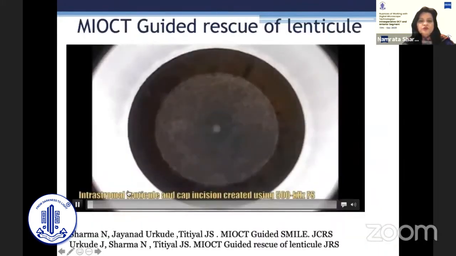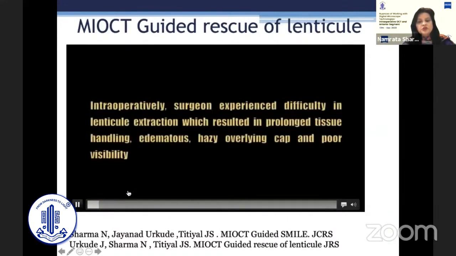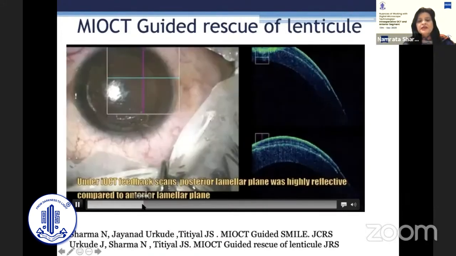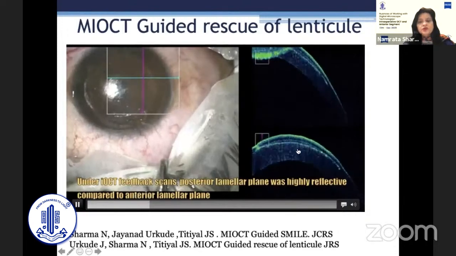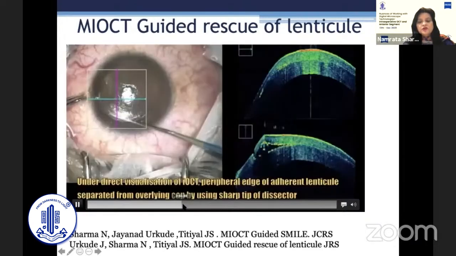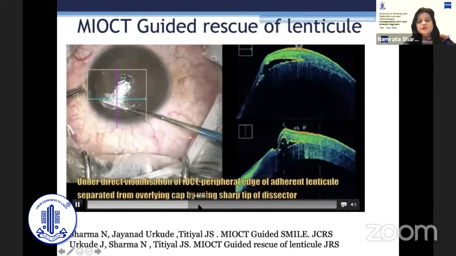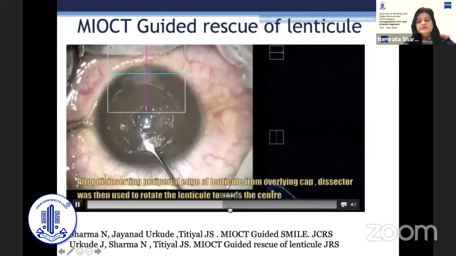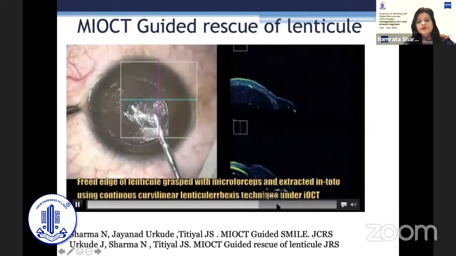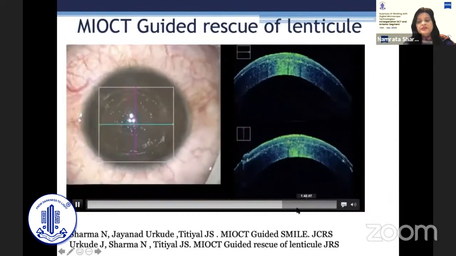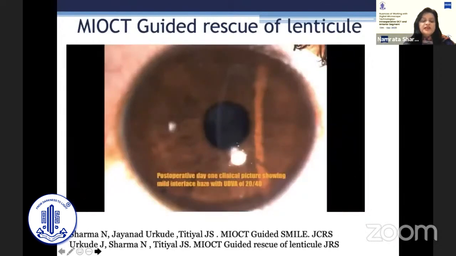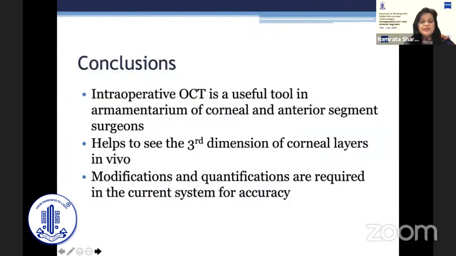Now, I found it very useful for MIOCT guided rescue of lenticule, especially when you've done too much needling and when you are in your learning curve. Then you can use IOCT for this, a very useful tool. So one can see where your lenticule is, especially if you've done too much needling and you can't make out whether it is adhered to the cap or to the bed. So one can see on the IOCT where the lenticule is, and can dissect accordingly. So you don't have to call the patient the next day after doing an ASOCT to see that. You can do it at that time only.